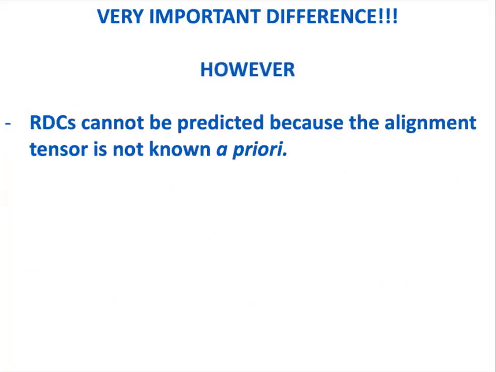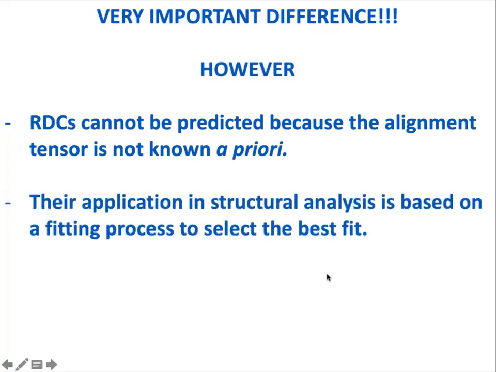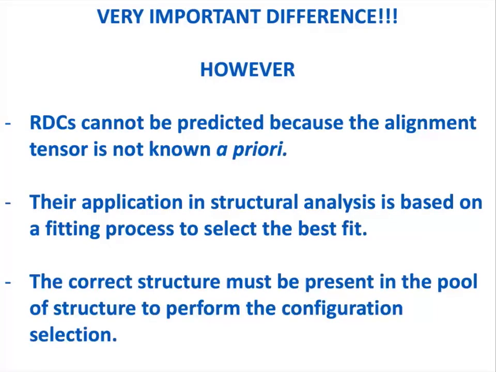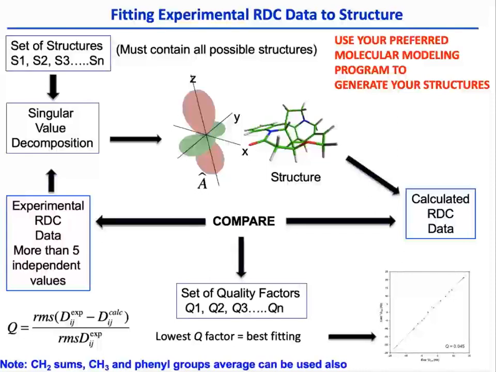However, RDCs cannot be predicted because the alignment tensor is not known a priori. Their application in structural analysis is based on a fitting process to select the best fit. The correct structure must be present in the pool of structures to perform the configuration selection. Here is just a diagram of how the fitting is performed.